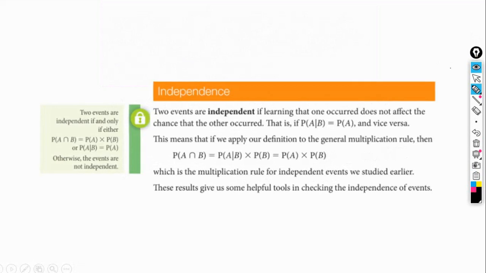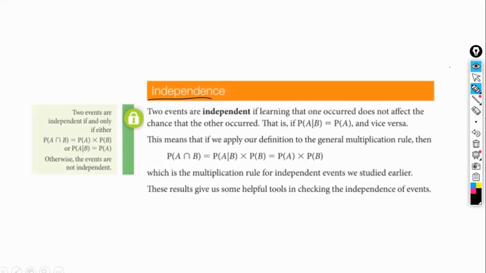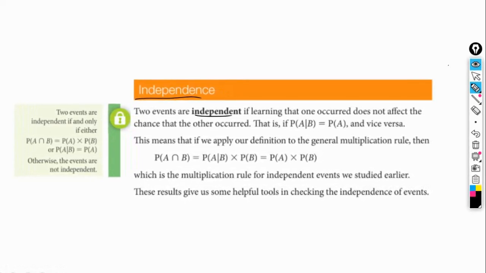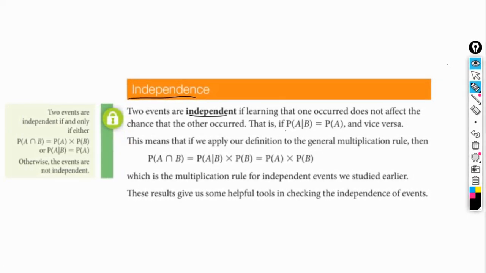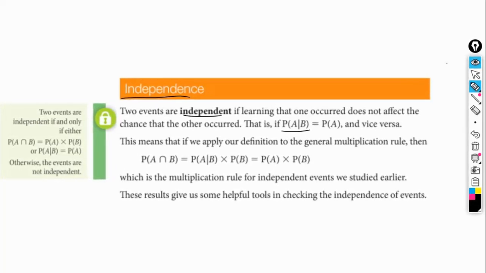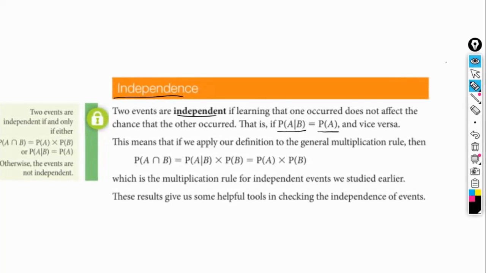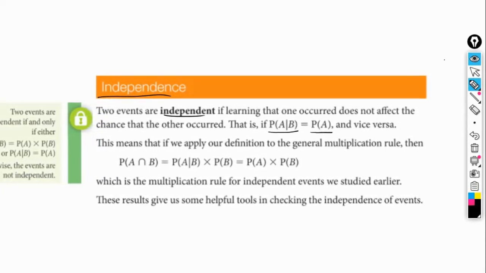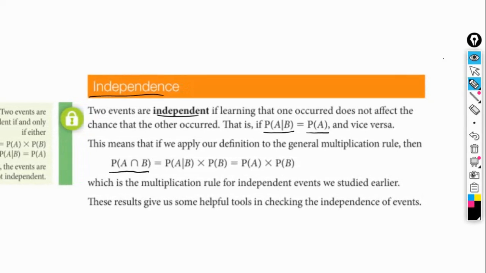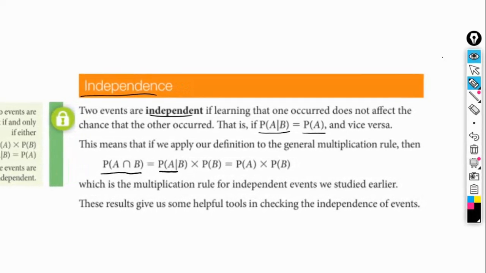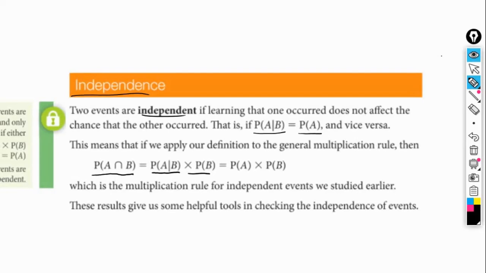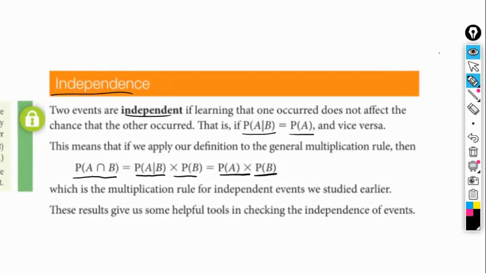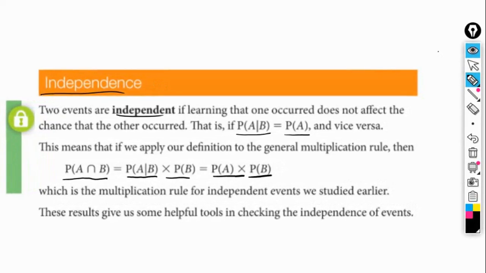So now we're going to talk about independence. Two events are independent if learning that one occurred does not affect the chance that the other occurred. That is, the probability of A given B is equal to the probability of A, and vice versa. This means that if we apply our definition to the general multiplication rule, then the probability of A intersection B is equal to the probability of A given B times the probability of B, which is the probability of A times the probability of B.